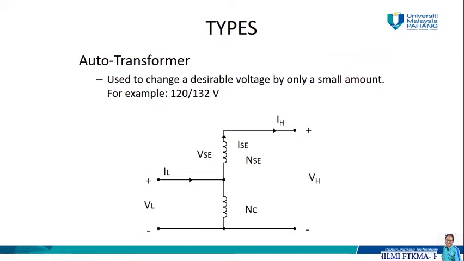There are several types of transformer, and the first type that I'm going to discuss is the auto transformer. An auto transformer is used to change a desirable voltage by only a small amount. For example, from 120 volt to 130 volt. So this is a step up transformer. The circuits are going to be shown like here. We have the low voltage or the primary circuit and the high voltage or the secondary circuit.